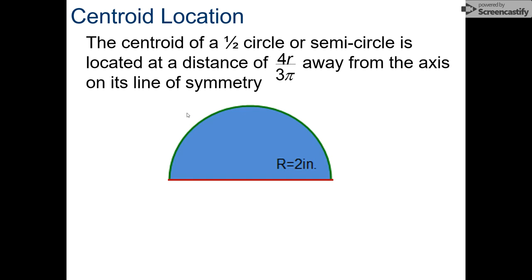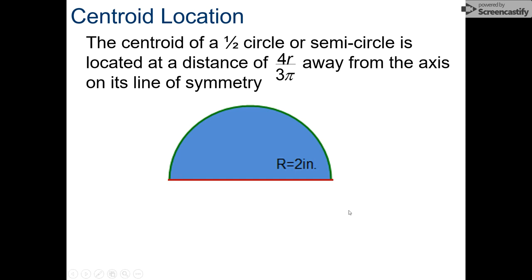For a circle, it's always right in the middle, so we're not going to talk about that, but we can talk about a half circle. So the centroid of a half circle or a semicircle is located at a distance of 4r divided by 3 pi away from the axis on its line of symmetry. What are we talking about? Okay, so let's talk again about coordinate systems. So if I take the bottom left corner of my semicircle here, this is my 0, 0 point.